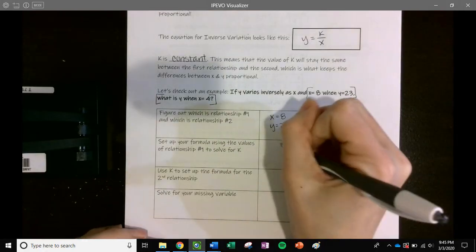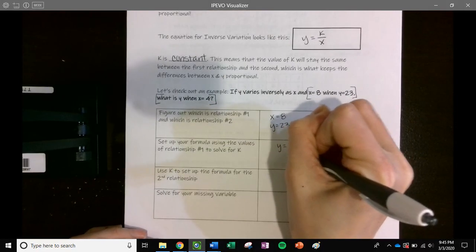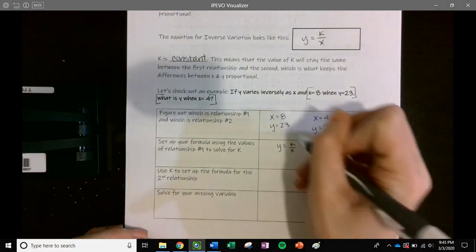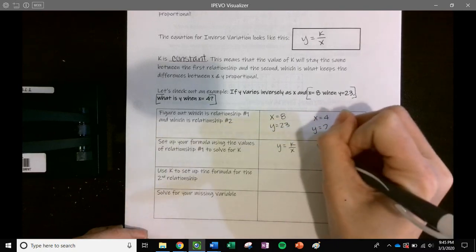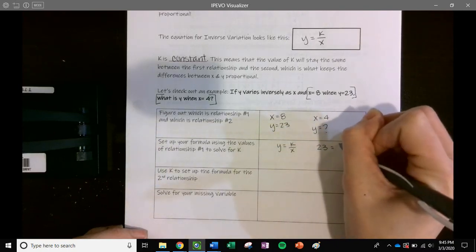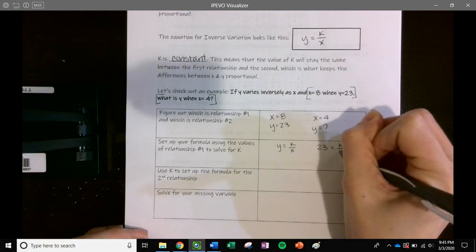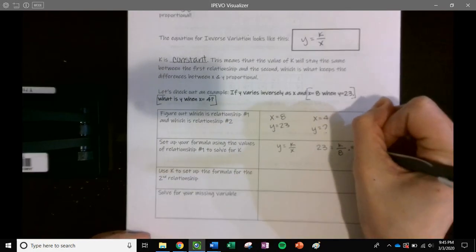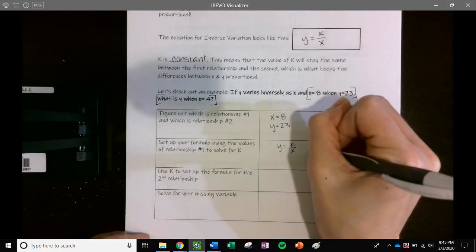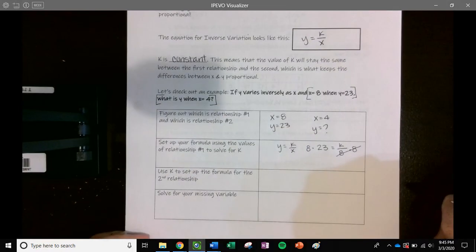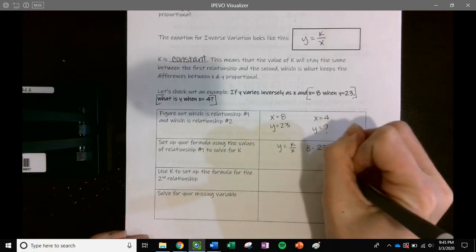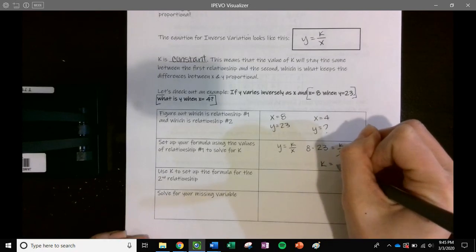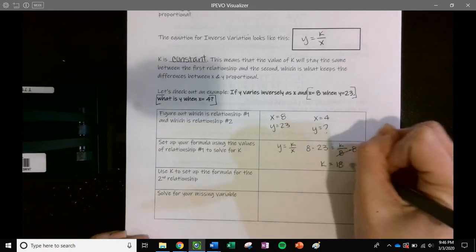So we're going to set this up with our formula y equals k divided by x. So we've got 23 equals the unknown of k divided by 8. And we're going to undo this division problem with a multiplication problem. Multiply on this side. And we've got our constant of 184.